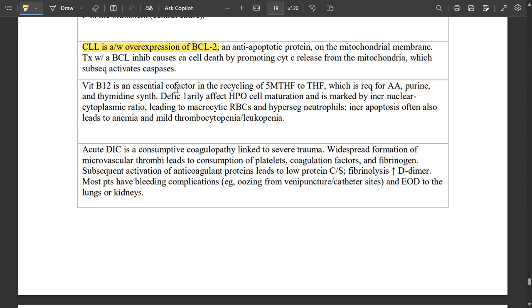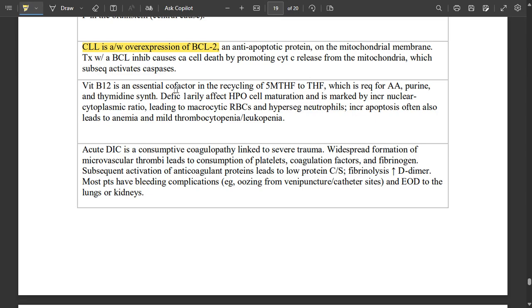Vitamin B12 is an essential cofactor in the recycling of 5-methyl tetrahydrofolate to tetrahydrofolate. So vitamin B12 is necessary. 5-methyl tetrahydrofolate converts to tetrahydrofolate; the methyl group is removed and goes to homocysteine, forming methionine.